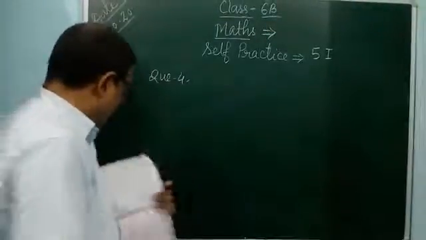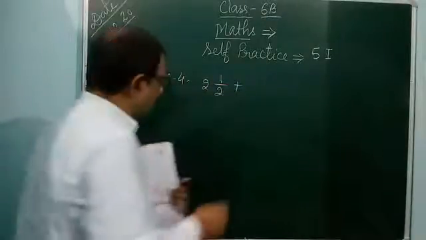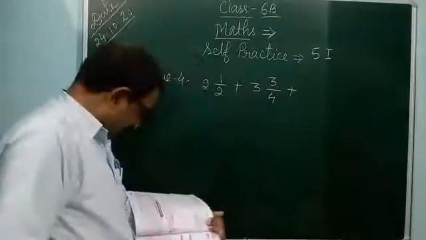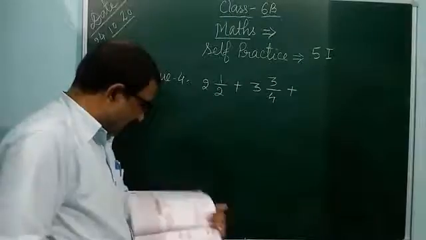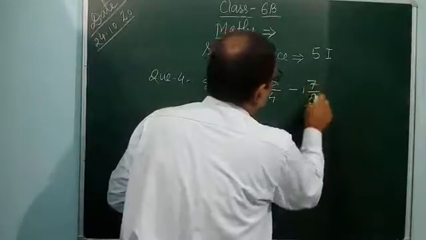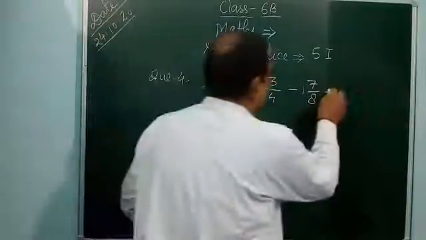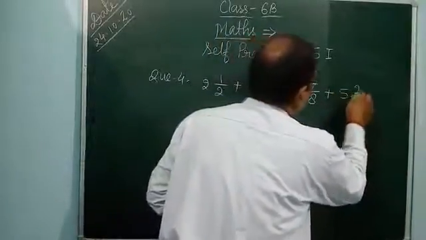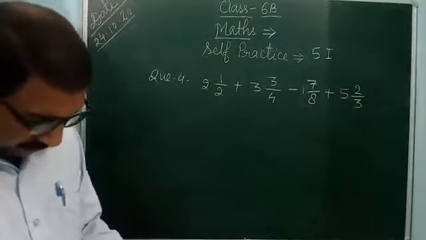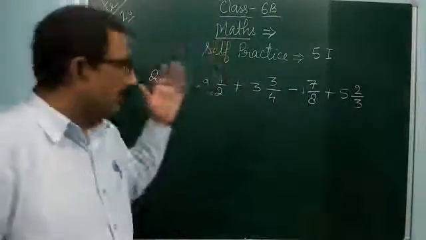2 and 1 by 2 plus 3 and 3 by 4, minus 1 and 7 by 8, again plus 5 and 2 by 3. In this 5 and 2 by 3. Firstly, you change all the fractions into improper fraction.